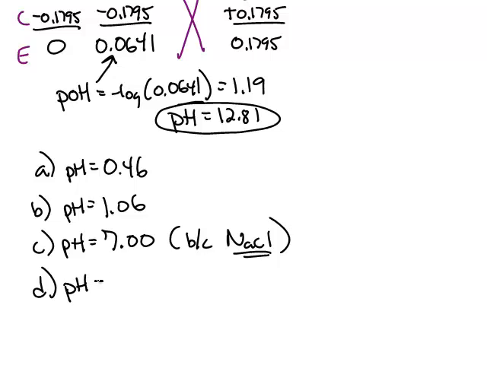Keep adding sodium hydroxide and the pH goes up to 12.81. That's why we get this S-shaped curve. Near the equivalence point, the pH changes quite a bit, and we get a big increase in pH as we add a little bit more sodium hydroxide past the equivalence point.